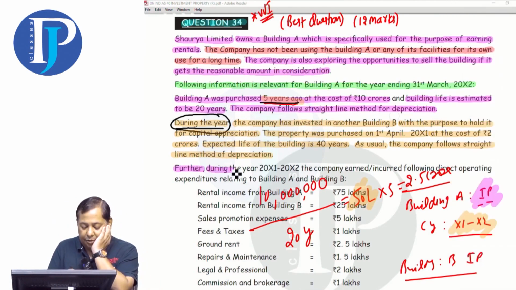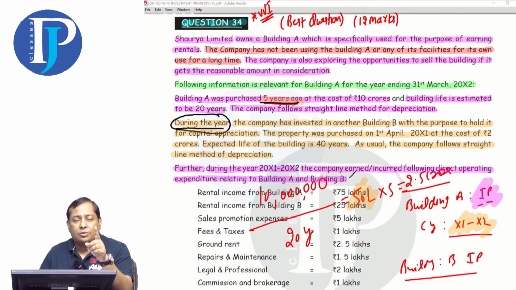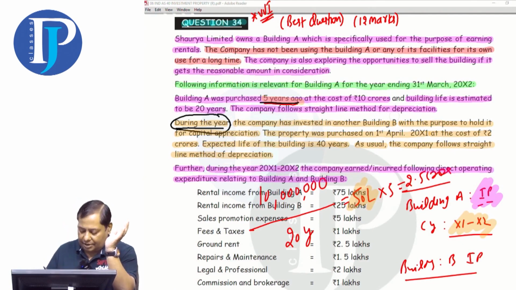Further, during the year X1-X2, the company incurred the following direct operating expenditure relating to the property. I had told you one thing in the notes to accounts, that how much is the rental expenses incurred, you need to give the detail. That statement is being asked. So let's see how to make the statement.